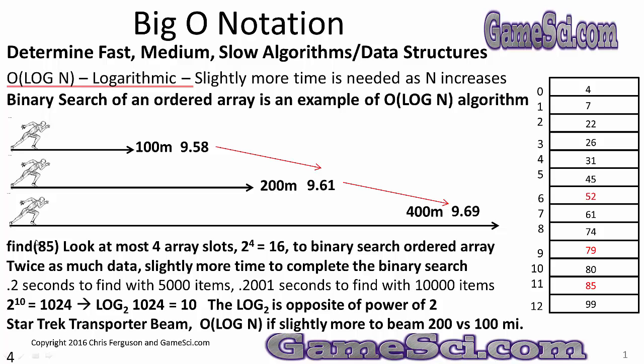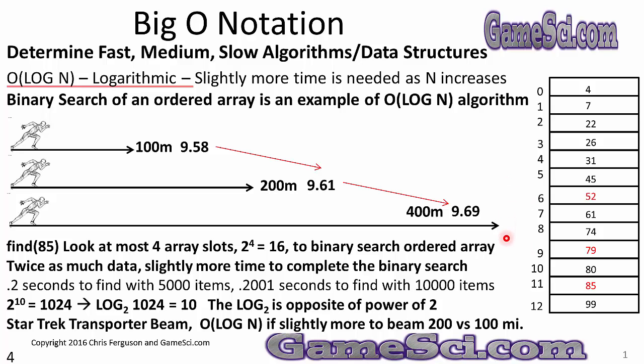Let's do a binary search, or a find, of 85. You'll look at most 4 array slots. 2 to the 4th equals 16, to binary search this ordered array. Remember what binary search says. Start in the middle. Look at the middle item, 52. 52 is less than 85, so I need to search the other half of the array.